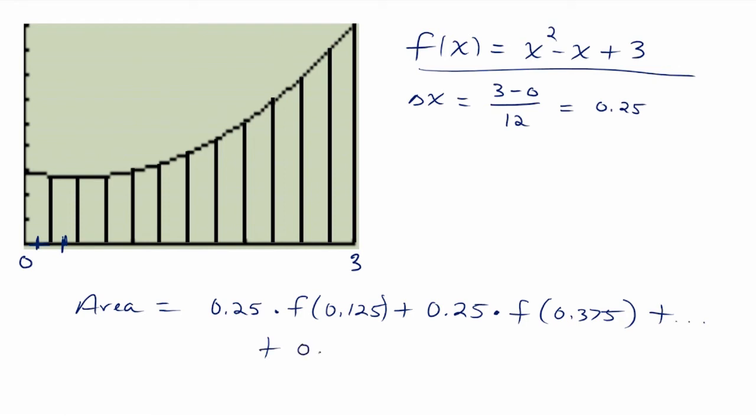and we will continue on, plus dot dot dot, until we get to the last rectangle. The last term would be 0.25 times f of the last midpoint, and our last midpoint would be 2.875. So plugging those values into the function, getting the corresponding heights, multiplying each by 0.25 to get the area of each rectangle, and then adding them all up will give us an area of approximately 13.5.